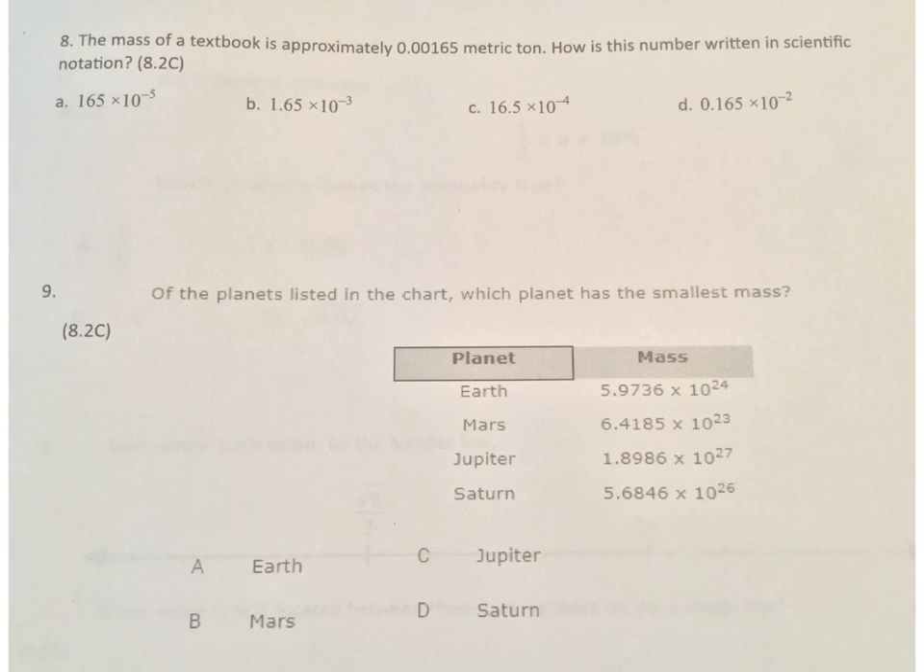Number 9, of the planets listed in the chart, which planet has the smallest mass? Notice the chart. You have planet, Earth, Mars, Jupiter, Saturn. Notice the mass to the right. Your answer choices are A, Earth, B, Mars, C, Jupiter, or D, Saturn.